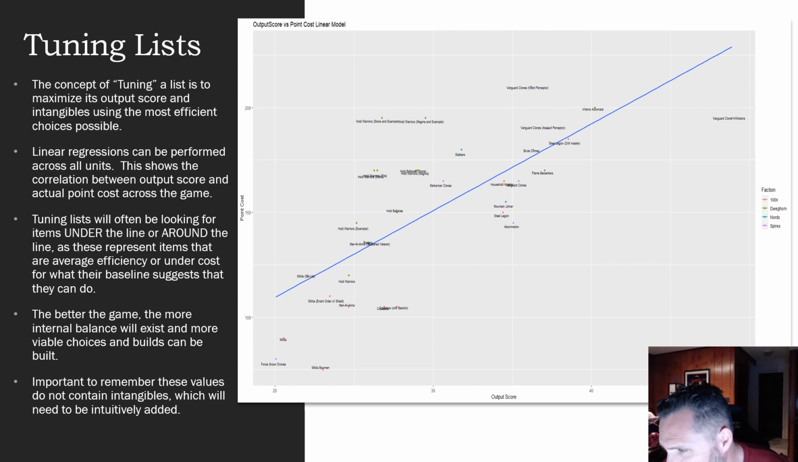Another one, on the far right there, you can see Vanguard clone infiltrators. Those guys have a ridiculous amount of output that they can push out in damage, and they also don't pay a lot of points for it compared to what they should if you're using the linear regression model on all of the units in the game. So that is a highly efficient unit and a highly deadly unit, which means my prediction is you're going to see that unit pretty much in every competitive list. That's what tuning lists means.